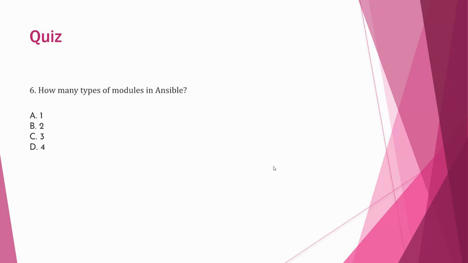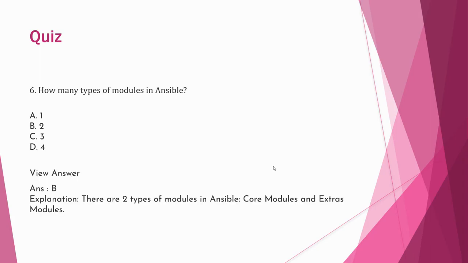Six. How many types of modules in Ansible? This is actually two. Okay. One is called core modules, one is called extra modules. What is called core module and what is called extra module? Core module is the module which is inbuilt within the Ansible package. Once you install the package, whichever module you are able to execute is called a core module. Extra modules means if you are installing any other extra module by yourself, or you are writing your own module in Python, then it's called extra modules. Got it?